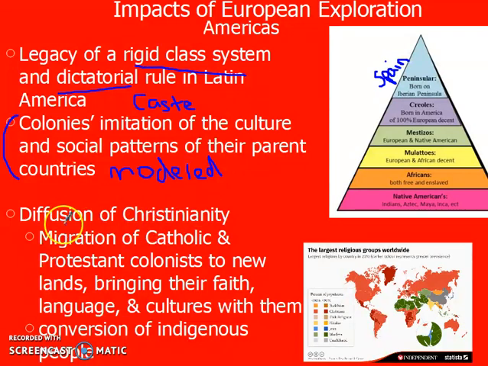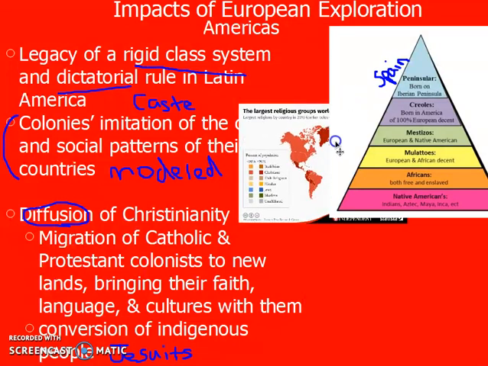The other is that there's a spread, right? Diffusion means spread of Christianity as Catholics and Protestants from Spain, from France, from England are going to move to the new land, and their faith comes with them. Their culture comes with them, and there's a lot of conversion happening of native people. Remember, we talked specifically about the Jesuits who are converting the populations of the Spanish colonies of New Spain to Catholicism, building schools and that sort of thing.